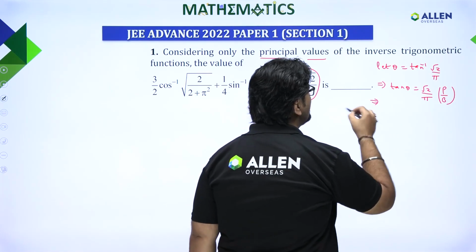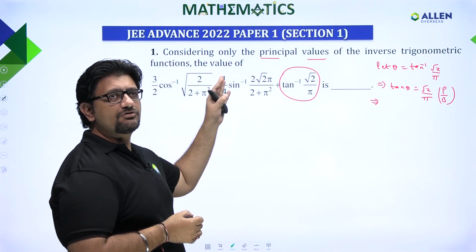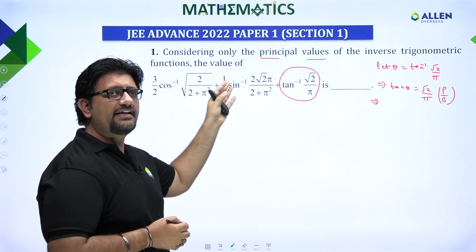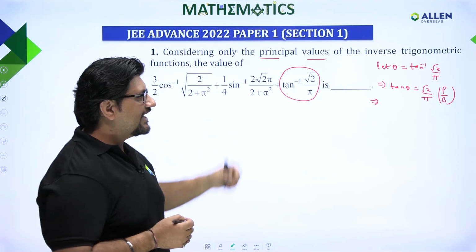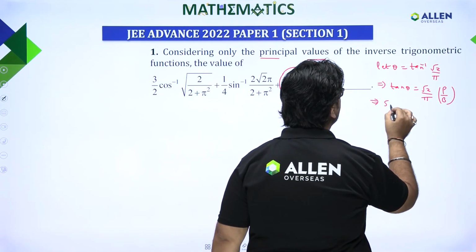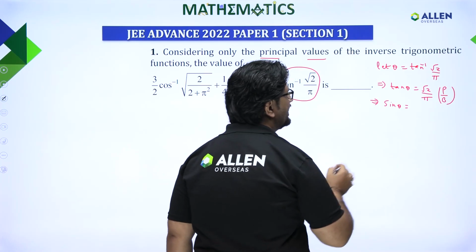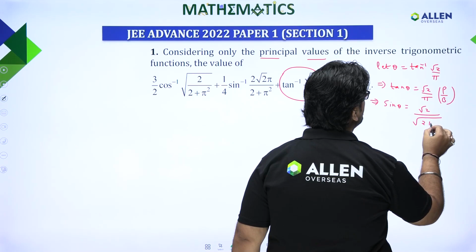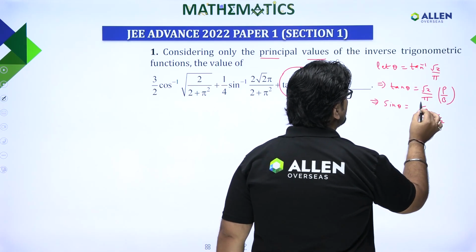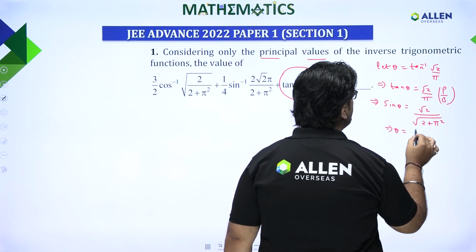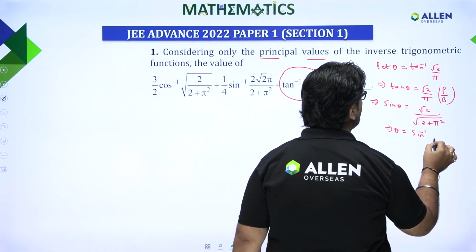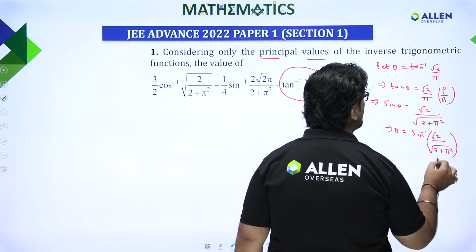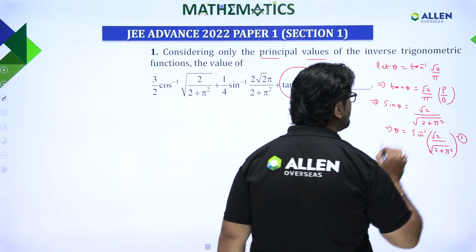Now if I convert it into another trigonometric function, like sine and cos, because the question is mixed, there is cos, sine and tan present in the question. So I am converting this into another trigonometric function. Sine theta will be root 2 upon square root of 2 plus pi square. Now theta in terms of sine inverse will be sine inverse of root 2 divided by root of 2 plus pi square. This is, let us say, equation number 1.